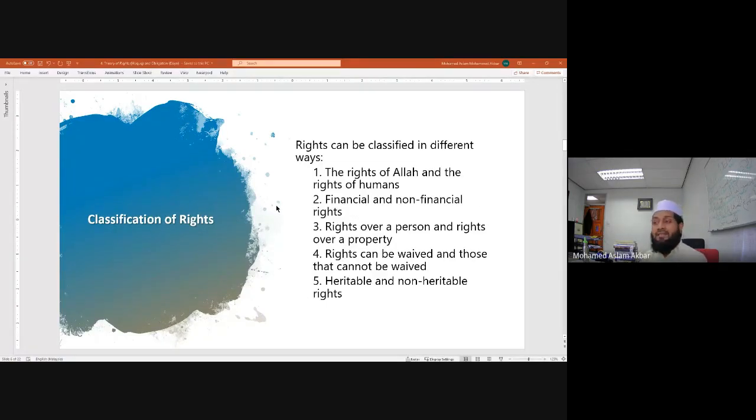Okay, now we are going to the classification of rights. There are certain classifications, like we talked about earlier, classification of property. Similarly, here also we have the classification of rights. So we are going to talk about 5 of them. Rights can be classified in different ways. The right of Allah and the rights of humans. And then financial and non-financial rights. Number 3, rights over a person and rights over a property. Number 4, rights that can be waived and those that cannot be waived. Number 5, heritable and non-heritable rights.